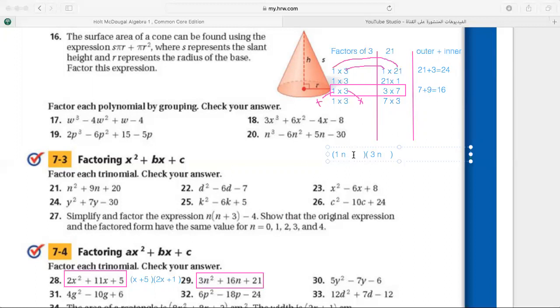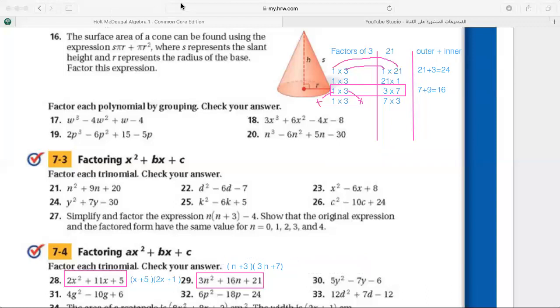The other numbers, 3 and 7. What I will write here? Plus 3. What I will write here? 7. Yes, excellent, Tala. Plus 7. So here I got the 2 factors. And here is the answer for this one. I can write 1n or n only, and it's better to write n only. N plus 3 and 3n plus 7.